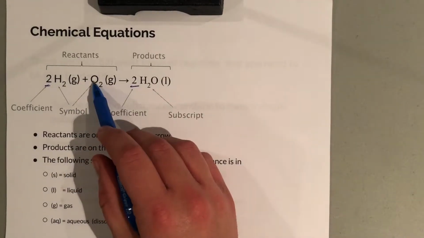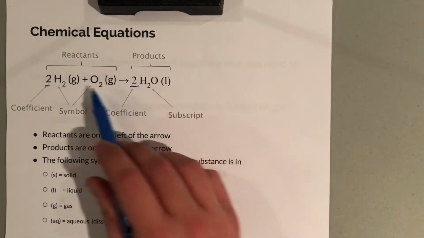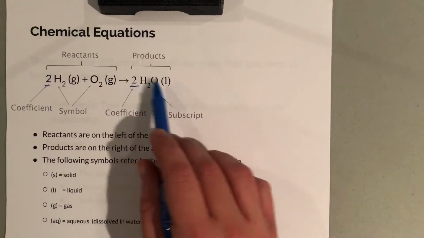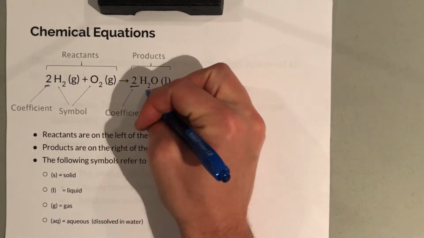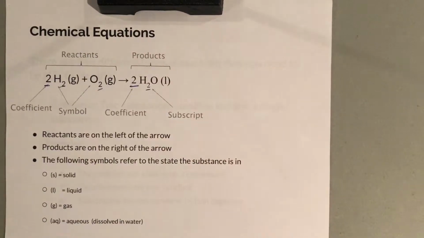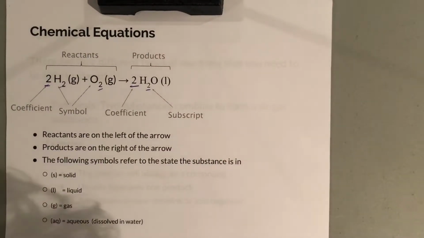You have your element symbols, hydrogen and oxygen, both on the left side and the right side of the equation. And you have your subscripts, which are the little numbers telling you how many of something you have within a formula. The other important idea is understanding the differences between what's on the left side of the arrow and the right side of the arrow.